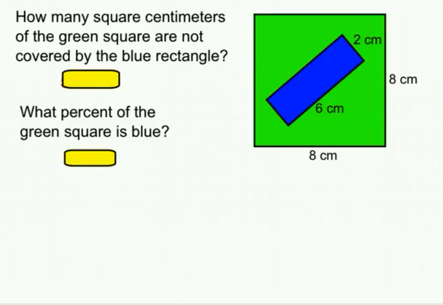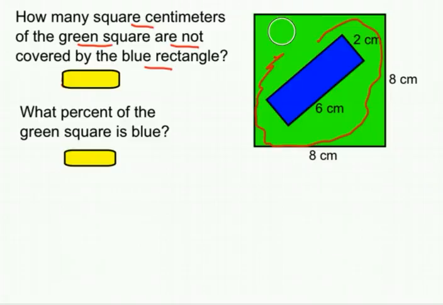Okay, let's take a look at what we have here. How many square centimeters of the green square are not covered by the blue square? So they want to know this green area all the way around and out here, how much of that is there in terms of square centimeters?